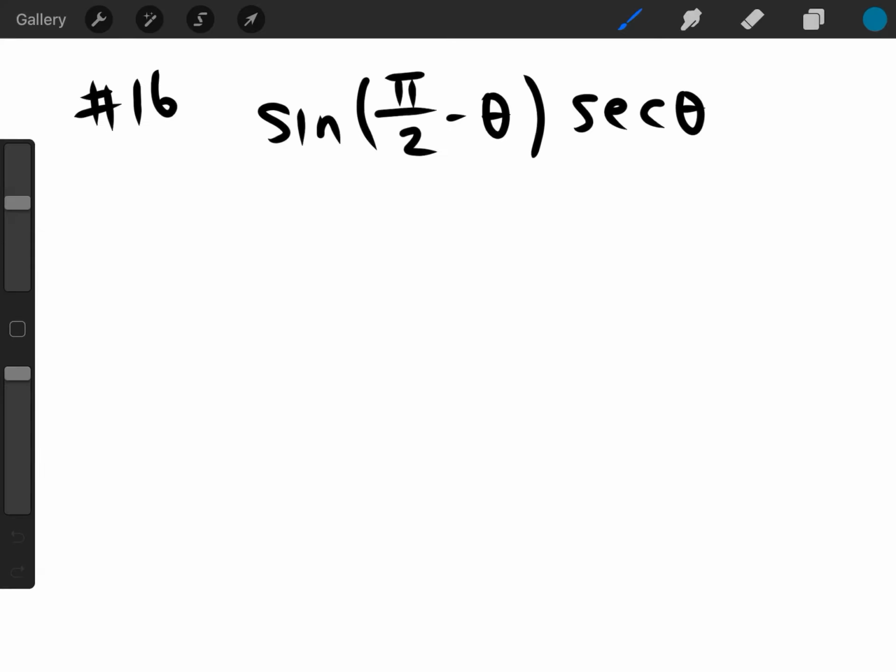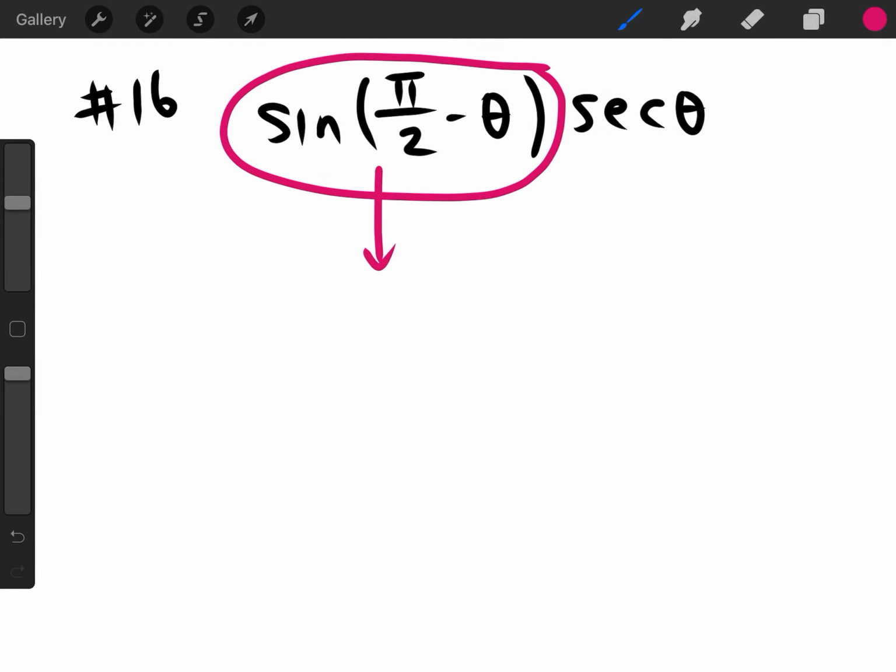Okay, let's look at number 16. So here they want you to simplify this. You can go back to the previous lesson, the previous preview video, and you should be able to just use the cofunction identity. You don't have to memorize it, because you're right in front of computers, you're right in front of books. Just go ahead and write that as cosine theta.